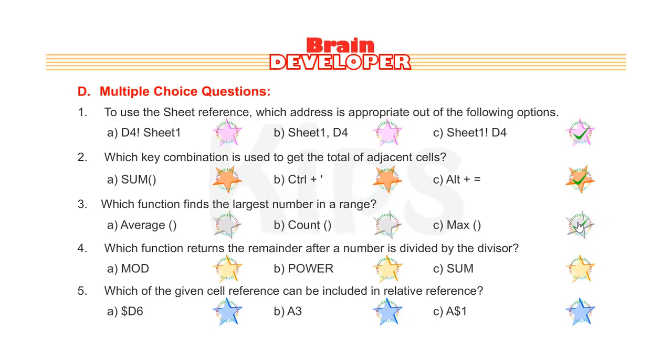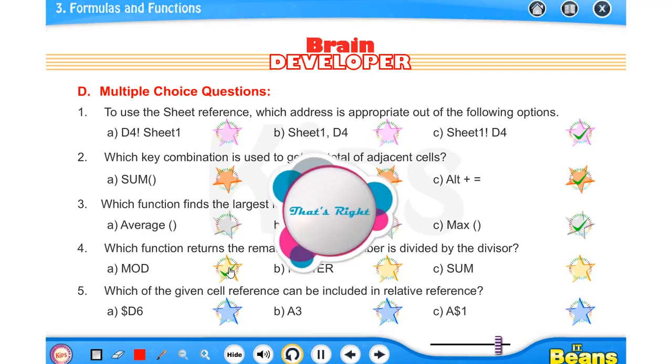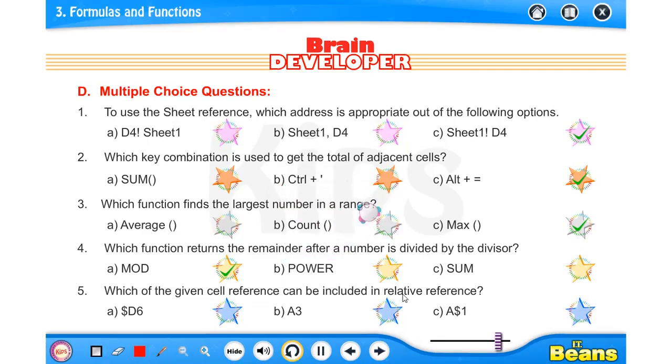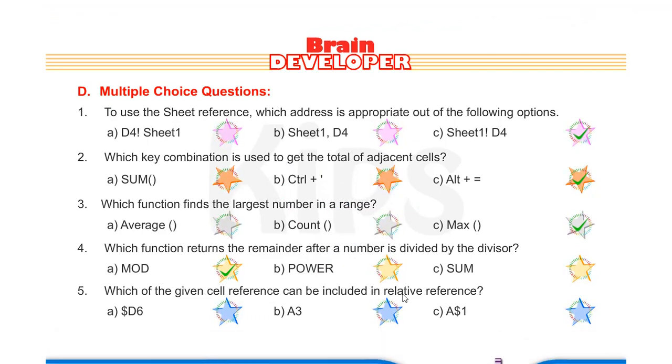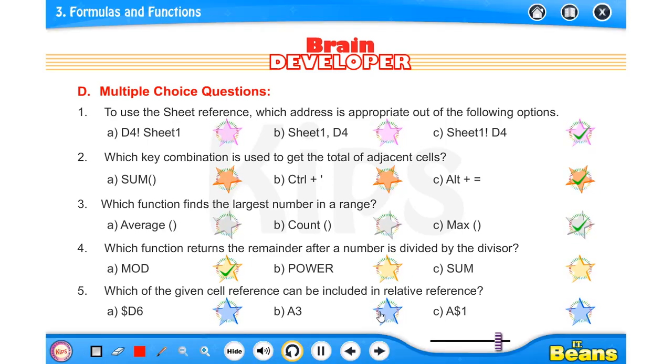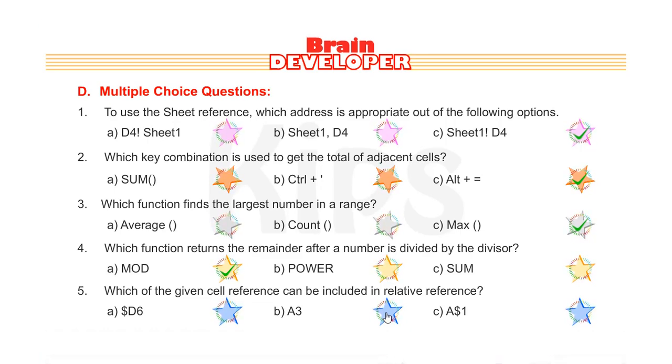Next one, which function returns the remainder after the number is divided by the divisor? And the function used for that is MOD, and it stands for modulus. Now next one, last, which of the given cell references can be included in relative reference? In relative reference, there should not be any dollar and there should be the column and row name. So the correct answer is B.